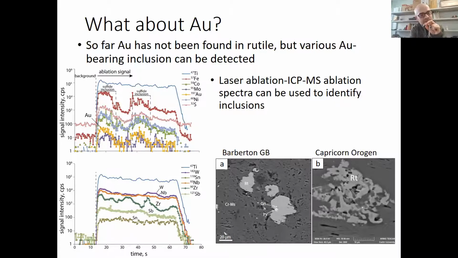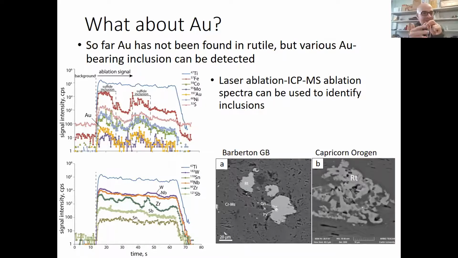So the analysis starts on the left and finishes on the right at around 70 seconds. You can see background collection in the first around 15 seconds, and then the laser starts ablating the sample. So you can see the signals going up. The blue line at the top is titanium. It's quite flat, as you can see. But the gold, for example, in yellow towards the bottom of the diagram, is quite up and down, quite spiky. And you can see that gold goes up and down together with chalcophile elements, and also together with sulfur.